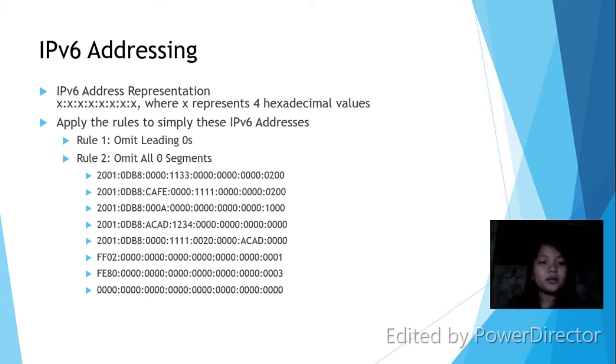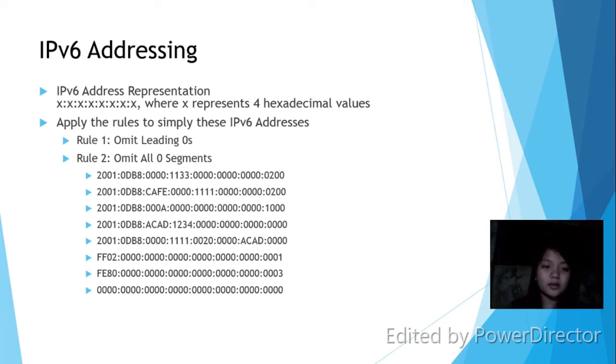Apply the rules to simplify these IPv6 addresses. Rule number 1, omit leading zeros. So in IP addressing, you will just omit the leading zeros. If it starts with 0, you will just omit or remove that.